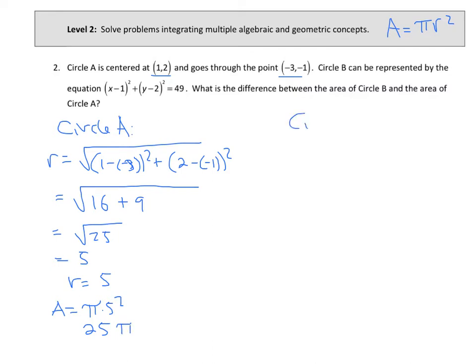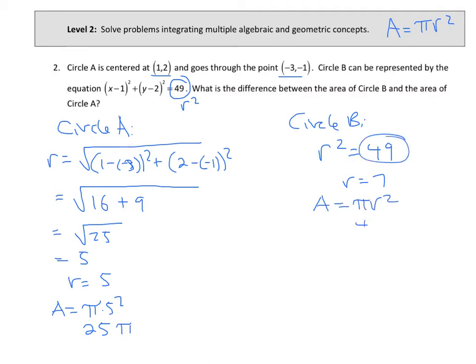Now for circle B, we are given the equation of the circle, and the number on the end is the radius squared. So the radius squared is 49. To find the radius, I would do the square root of 49, which is 7. But we really didn't even need to do that, because if I want pi r squared, I already know r squared. I'll just get 49 pi.